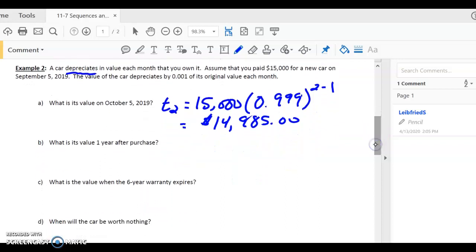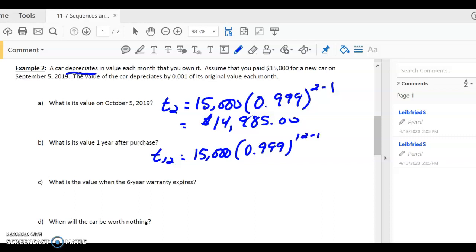What's its value 1 year after purchase? So 1 year is 12 months. We started with 15,000 times r to the 12 minus 1. That's going to be equal to 14,820.99.